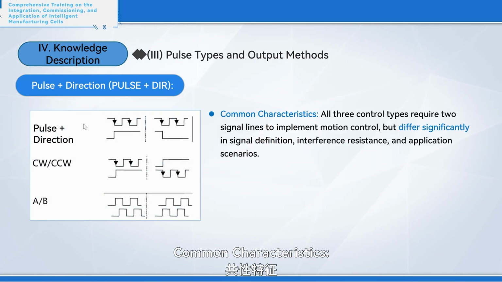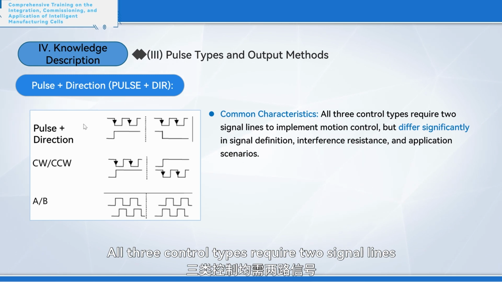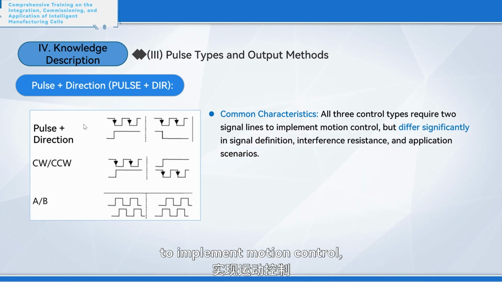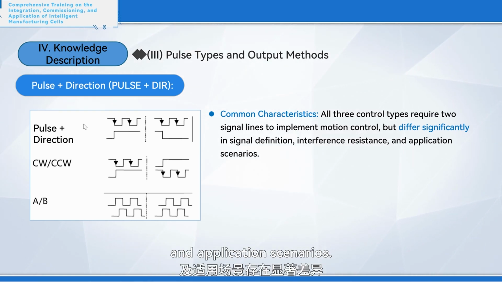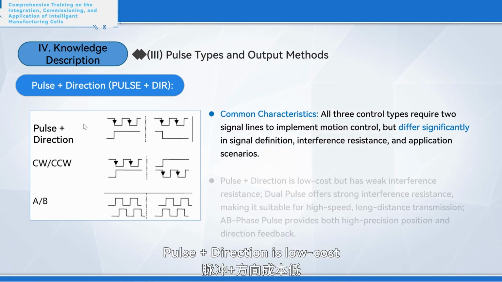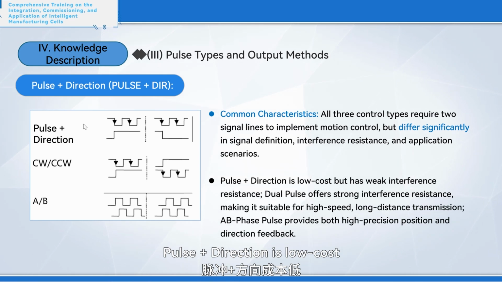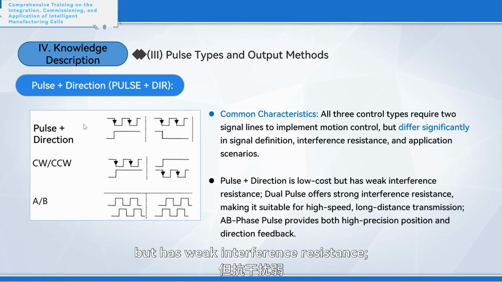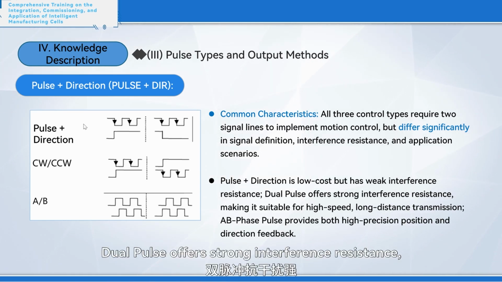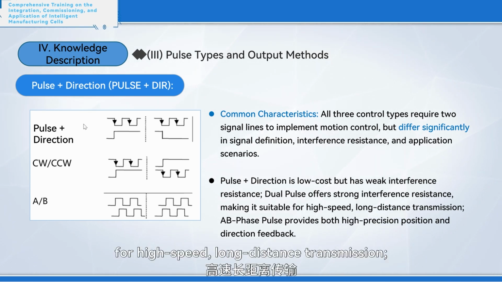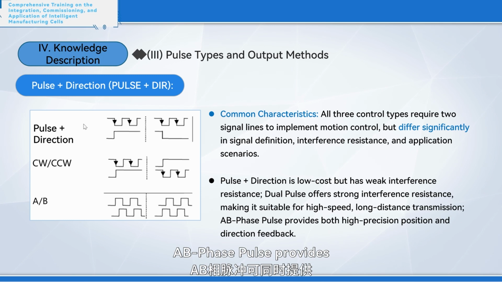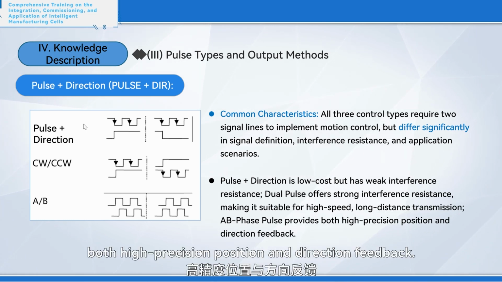Common characteristics. All 3 control types require 2 signal lines to implement motion control, but differ significantly in signal definition, interference resistance, and application scenarios. Pulse plus direction is low cost, but has weak interference resistance. Dual pulse offers strong interference resistance, making it suitable for high-speed, long-distance transmission. AB phase pulse provides both high-precision position and direction feedback.